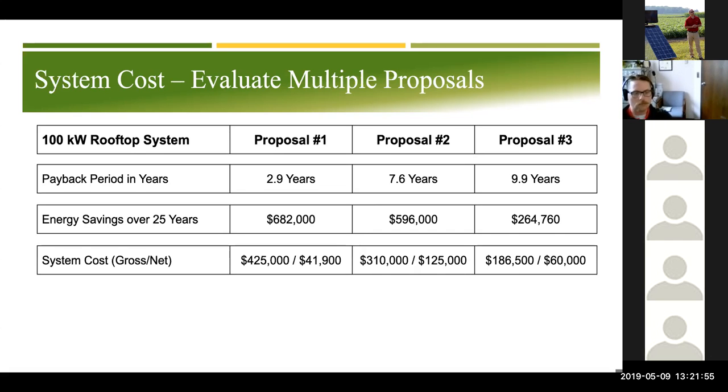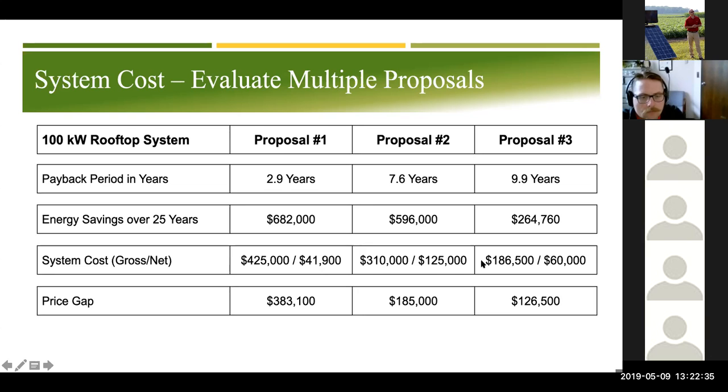And this is another, again, pet peeve of mine. Often we see systems reported in this net system cost, right? So it's, okay, you can put a 100 kilowatt system in for $41,900. And that's just not true. This is looking at the system cost after the value of your 30% investment tax credit is removed, after you've monetized depreciation, maybe a REAP grant, the value of SRECs. And so, at the end of the day, you're still writing a check for the gross amount, right? And for proposal 1, you're not writing a check for $41,000. You're writing a check for $425,000.